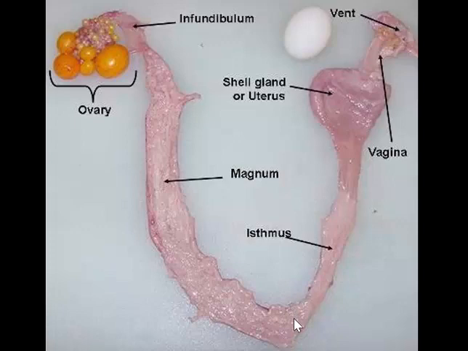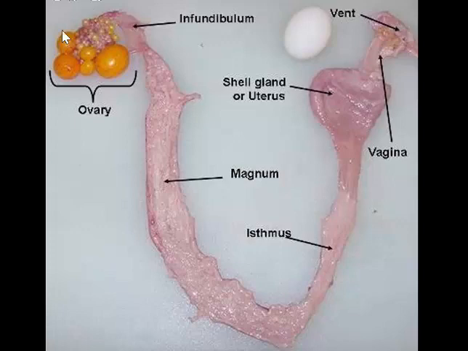Another thing to remember is that this is the left ovary and oviduct of the bird. Only one is functional. The right side generally is vestigial, only one works, and in very rare cases of damage to the left ovary, the right ovary may kick in and become functional again.